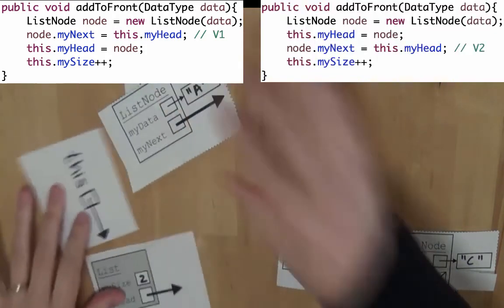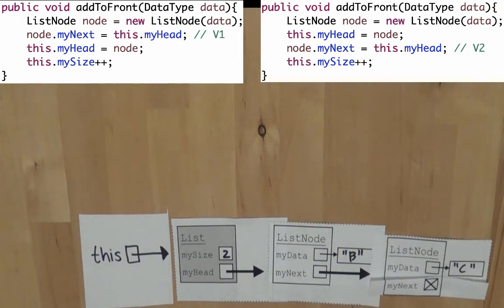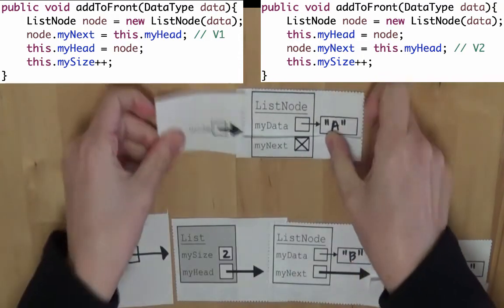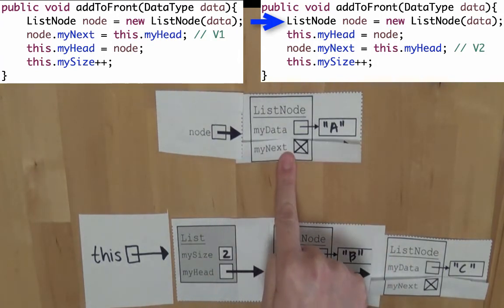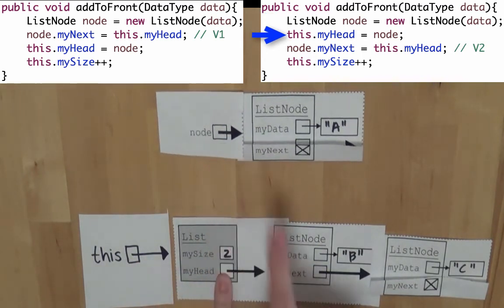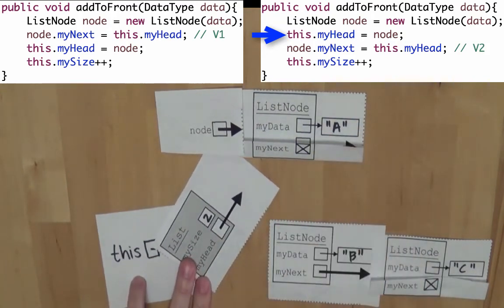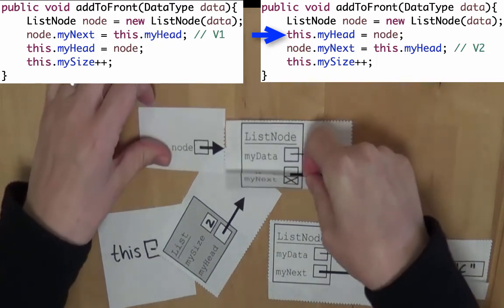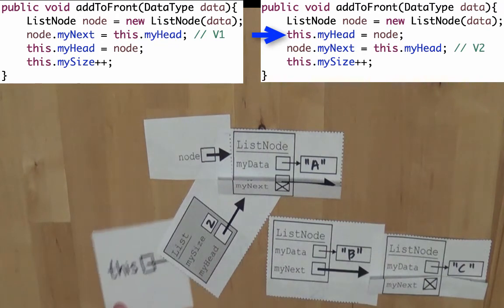Okay, so let's go back to the beginning and look at our scenario where this was a list that contained 2 elements. Now I'm still going to make a new list node, and I'll call that node, but instead of setting node.myNext, I'm going to flip the order, and I'm going to set this.myHead to be a copy of whatever node is. So that's going to take this.myHead and point it towards that new node. Okay, so now this.myHead references that newly constructed node, so node and this.myHead are the same.